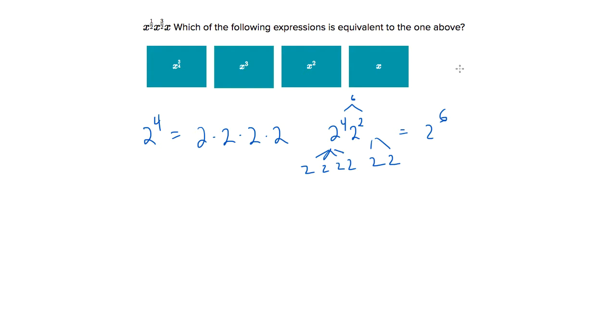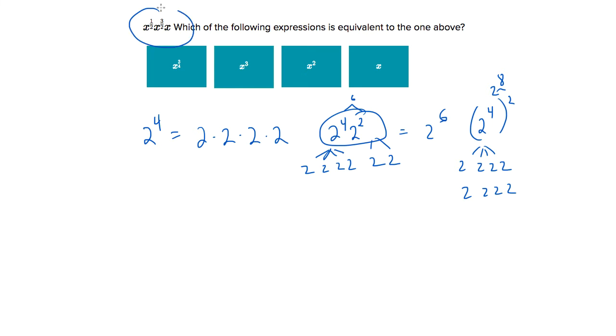If we were to have 2 to the 4th all squared, well, that would be 2 times 2 times 2 times 2 times itself. So it would actually be times 2 times 2 times 2 times 2. So this would be, we multiply these together and we get 2 to the 8th, okay? But we're dealing with the first kind right here. That's what this is like, okay?